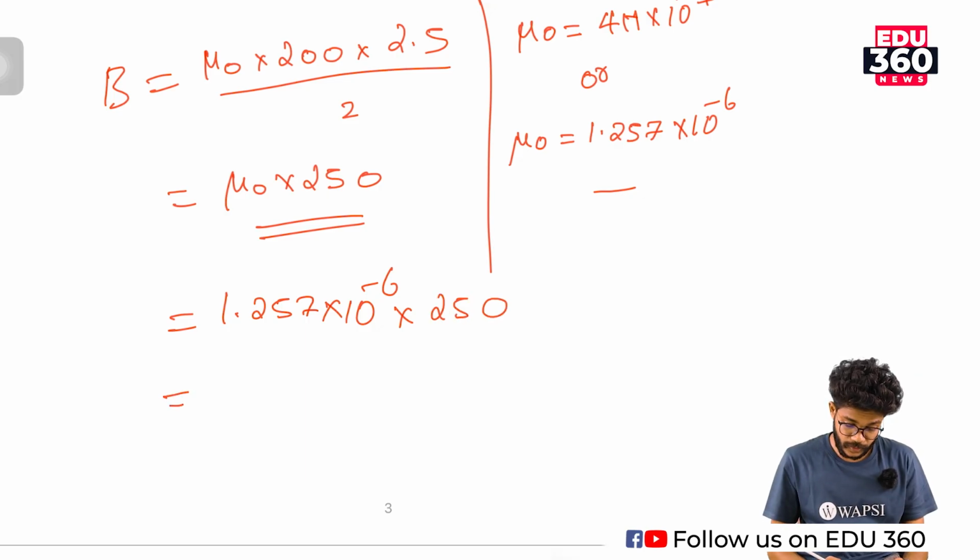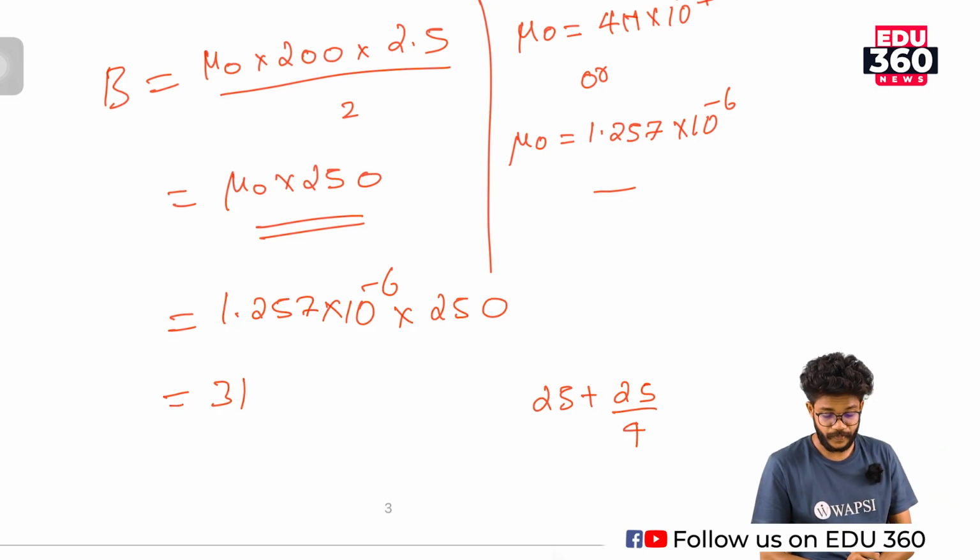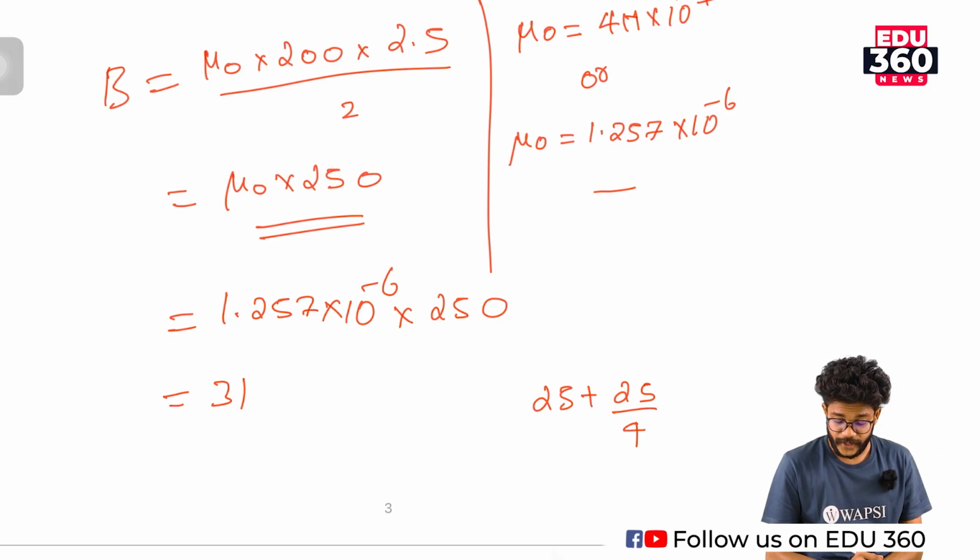Okay, which is equal to 1.25 into 25, which is 25 plus 25 by 4, which is 6 plus 25 is 31, approximately 31. Yes, 31. 25 plus 25 means 1 by 4. Yes, that's why I add 25 by 4 plus 25. Yes. So into 10 raised to minus 5, which is equal to 3.1 into 10 raised to minus 4.